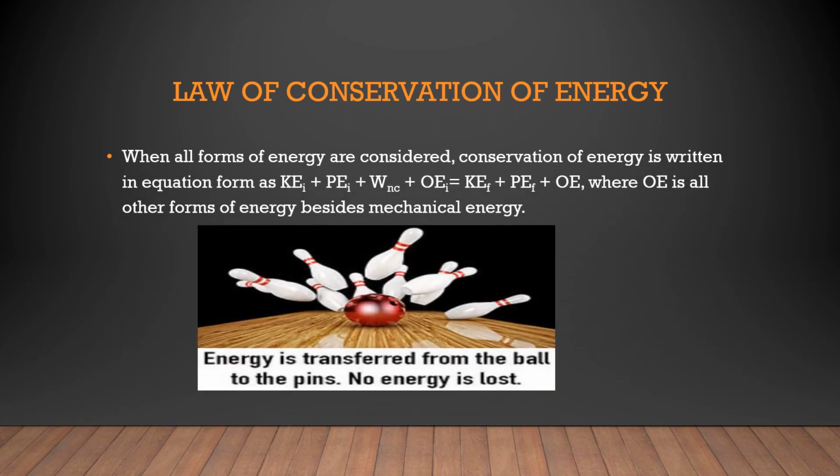When all forms of energy are considered, conservation of energy is written in equation form as Ki + Pi + WNC + Oi = Kf + Pf + Of, where O is all other forms of energy besides mechanical energy. For example, energy is transferred from balls to pins. No energy is lost, which is shown here.